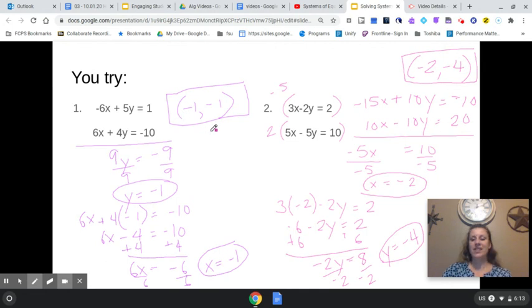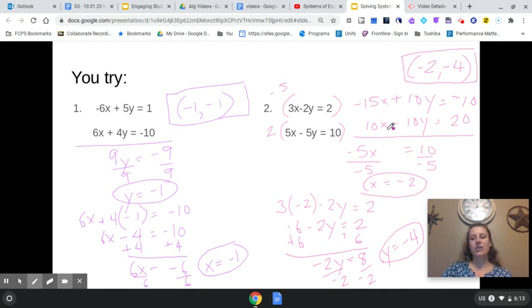The second example, we weren't quite so lucky. So we had to multiply both the top and the bottom of the equations by values to get the coefficients to match. I chose to try to eliminate the y's. So I multiplied the top equation by -5 and the bottom equation by +2. That gave me -15x plus 10y is equal to -10. And distributing the 2 through gave me 10x minus 10y is equal to 20.